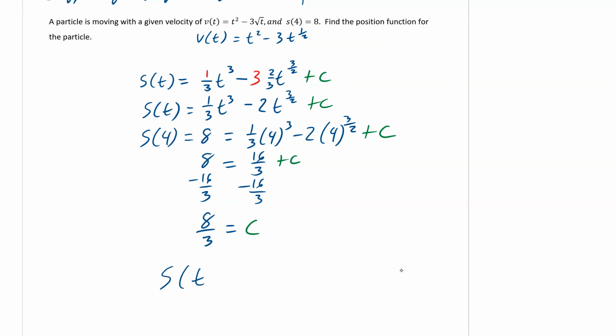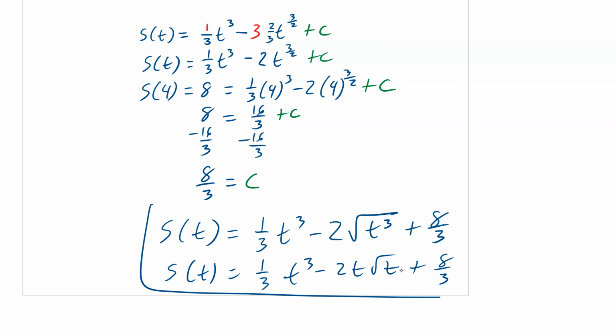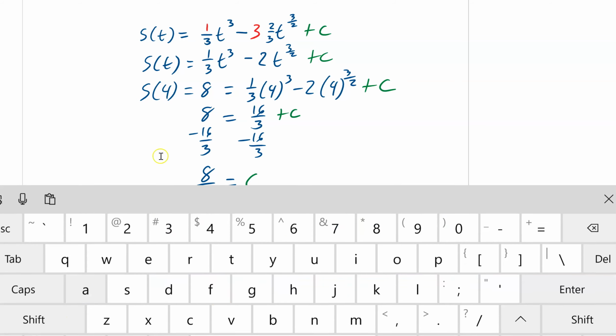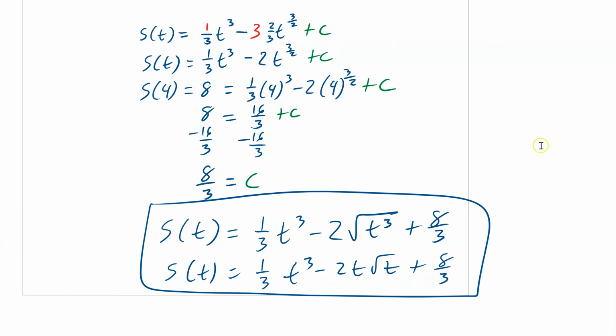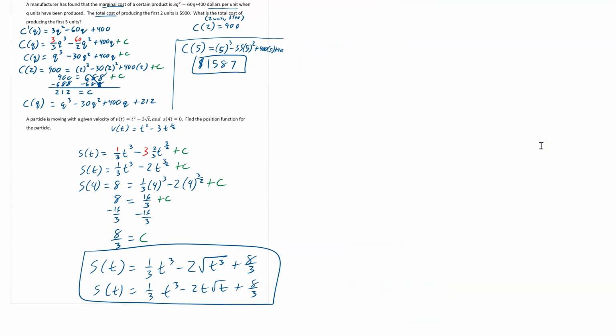And so now we can write our position function for the particle. S of t is equal to 1/3 t cubed minus 2, and now we'll rewrite it, plus 8/3. And you can take out a t if you want. Get a little tricky here. Minus 2t square root of t plus 8/3. Your choice on the final form. But there you have it. So applications of antiderivatives is really nothing new. All you're going to be doing for these problems is doing what you've done with the previous problems, but they're just going to be in a word problem form.